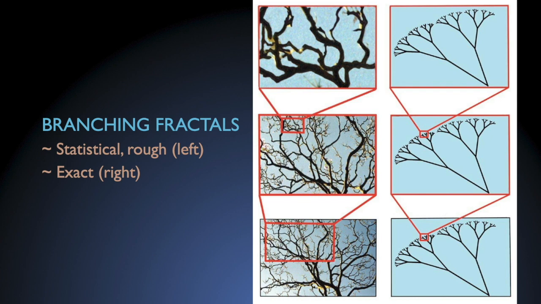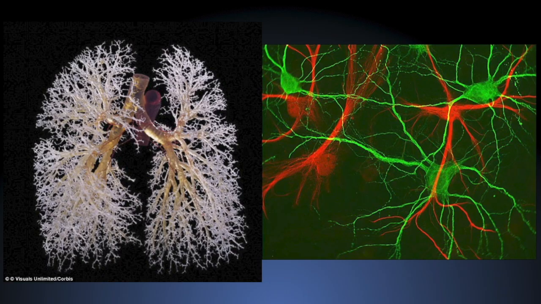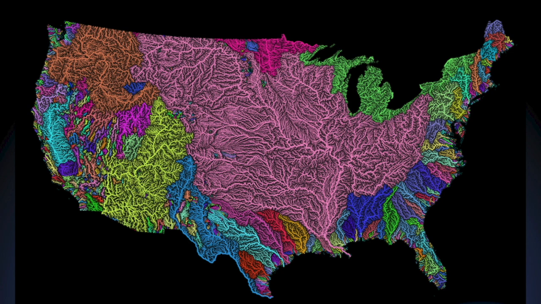Here on the right is an exact branching fractal, compared with an actual tree on the left, which is a statistical fractal. As we now know, there are many examples of branching fractal form in nature. For example, lightning, or the bronchial structure of the lung, or neurons and synapses. And this map, which shows every major river basin in the United States.